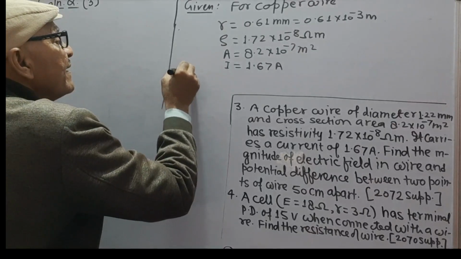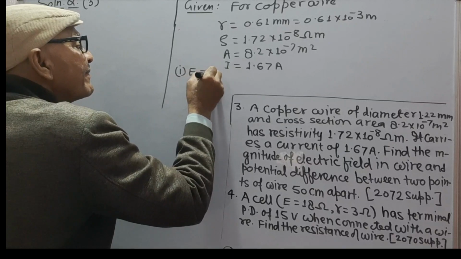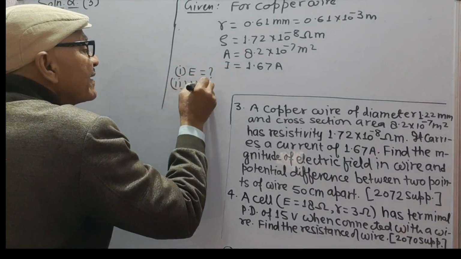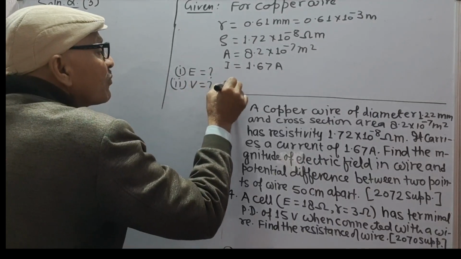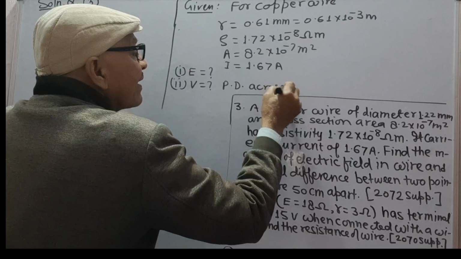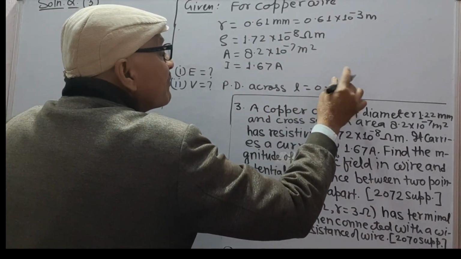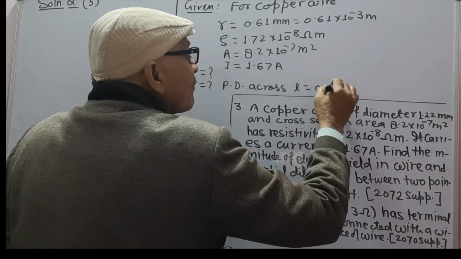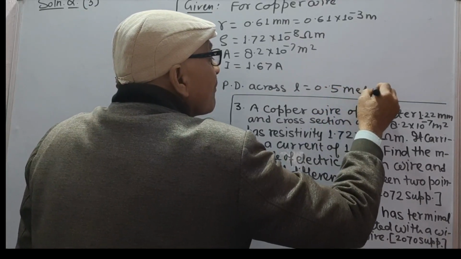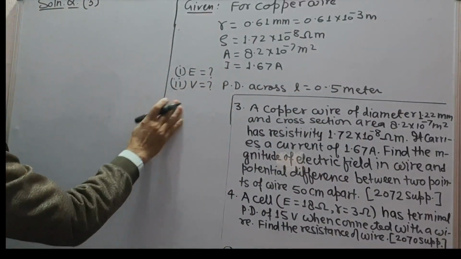We have to find the magnitude of electric field and potential difference across L, which is equal to 50 cm, that is 0.5 meter, the length of wire. This is magnitude of electric field intensity.